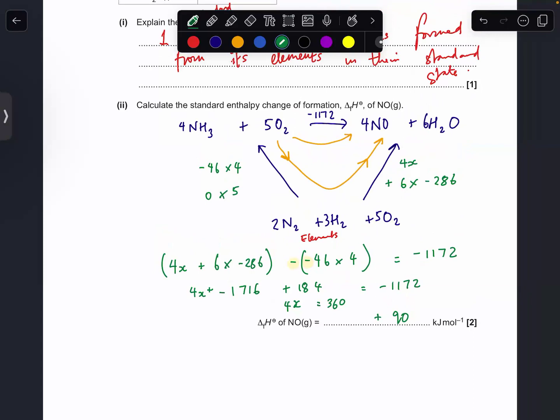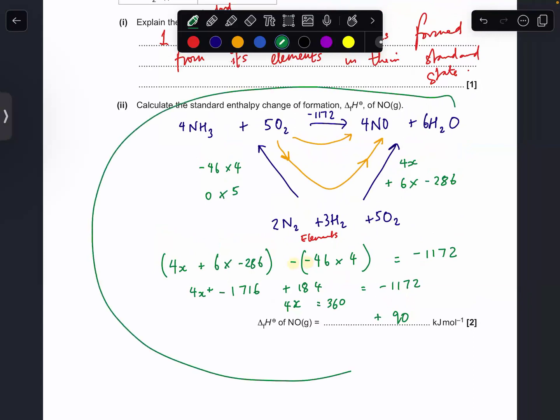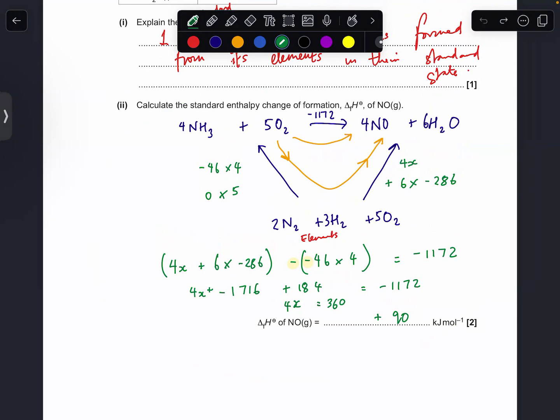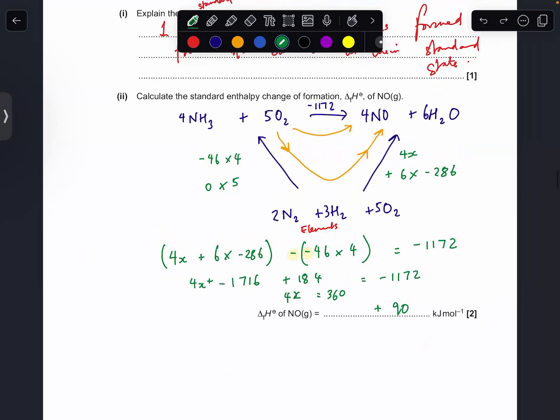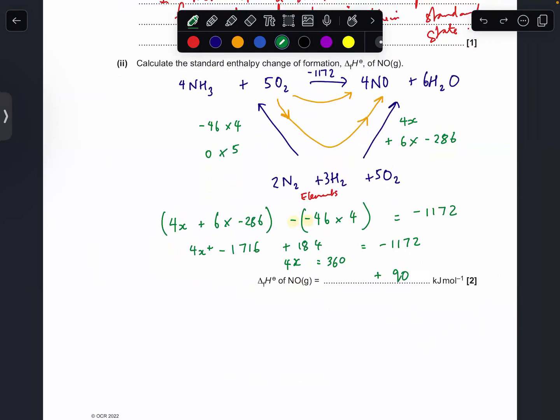In the exam, I've shown you I've drawn the cycle. It's not essential, but I showed it anyway for you to emphasize why it's products minus reactants. This is worth 2 marks. You should be able to do this a lot more quickly than I showed here. But I've shown you the long way just so that you understand.